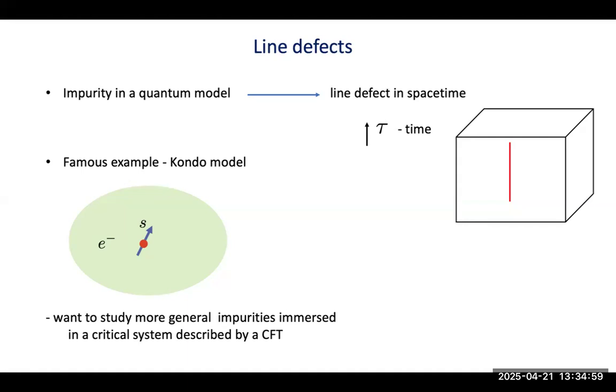So we hope that studying line defects can also precipitate such developments, perhaps in neighboring areas of physics. In particular, I want to understand more general impurities immersed into critical systems that are more general than just a free Fermi gas. In particular, I will be thinking about a line defect in a conformal field theory.